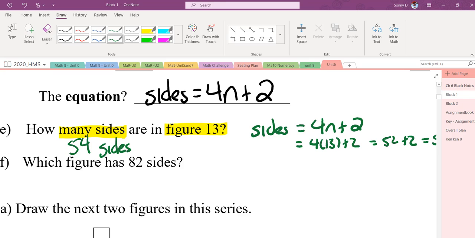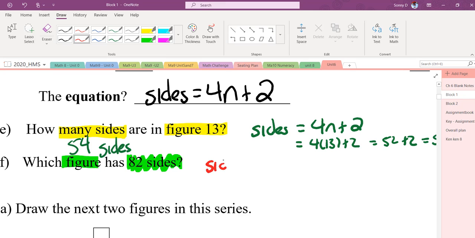Now, the good thing about it, there's only like 2 main questions that we can really ask you, or a couple main questions. We can ask you to come up with a formula, figure out the number of sides. The other one is, if I tell you how many sides there are, what figure is it? So once again, you're using the same formula.